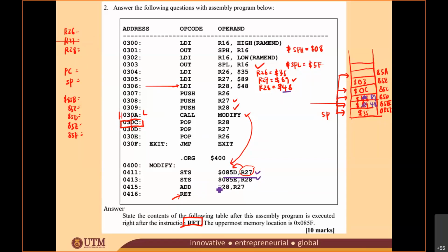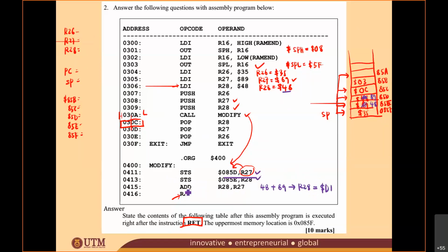And then add R28 with R27. So R28, what is R28? 48 plus with R27 is 89, and put the result to R28. So what is the R28 value after you do this addition here? Berapa dapat R28? Anyone? Okay, kamu akan dapat D1. Okay, so D1.